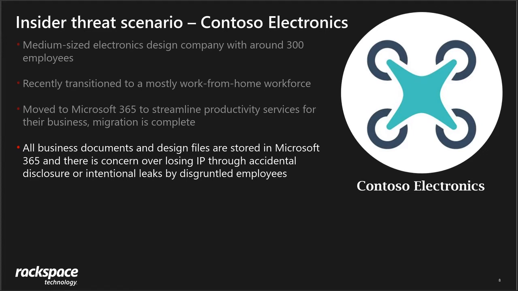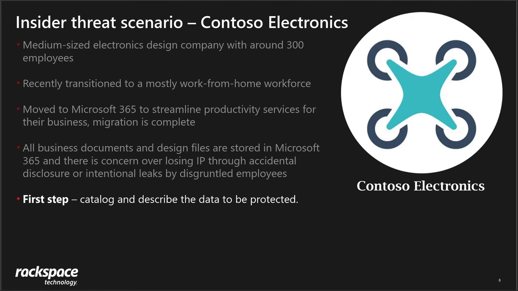It's a common situation for companies that migrate into the cloud that for some reason when that data goes into the cloud, it's sort of uncontrolled, and so there's a concern throughout the company that this could be lost through either accidental disclosures, so accidental oversharing or things like that, or intentional leaks by disgruntled employees that may exist. So the first step, going back to that journey, is to catalog and describe the data.